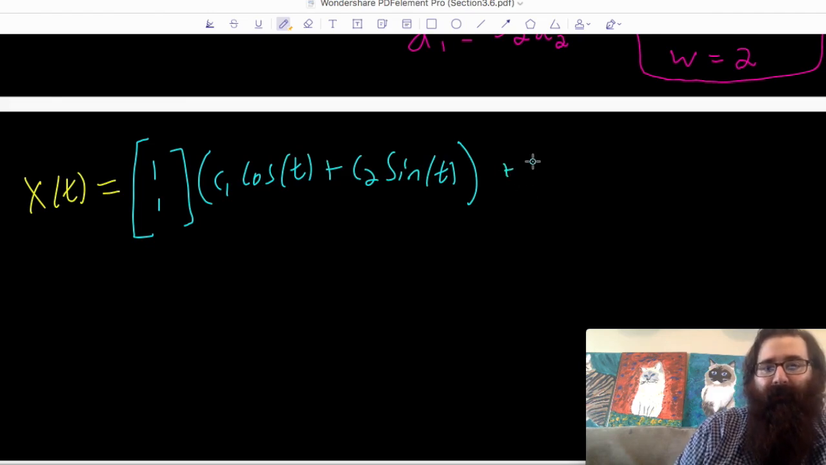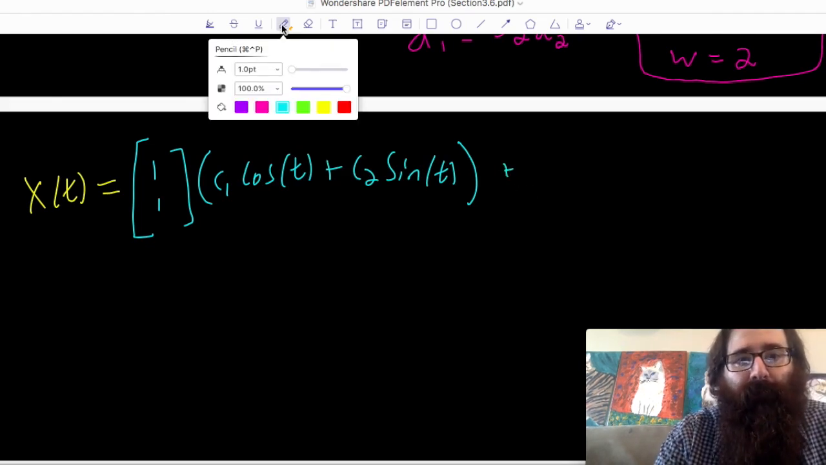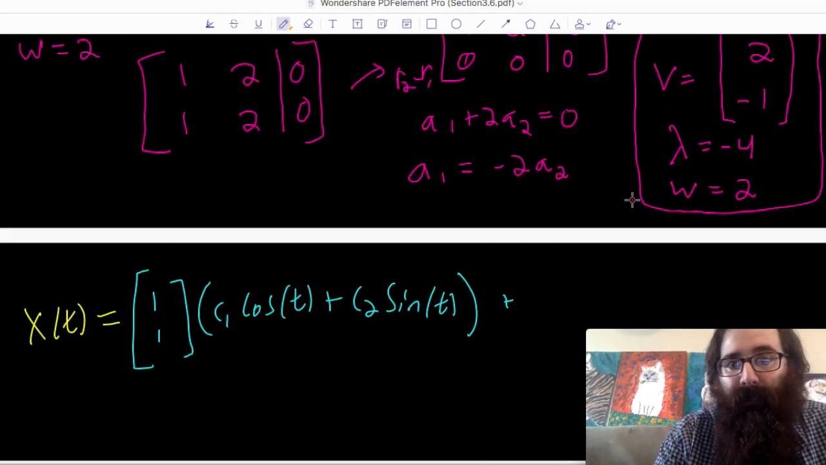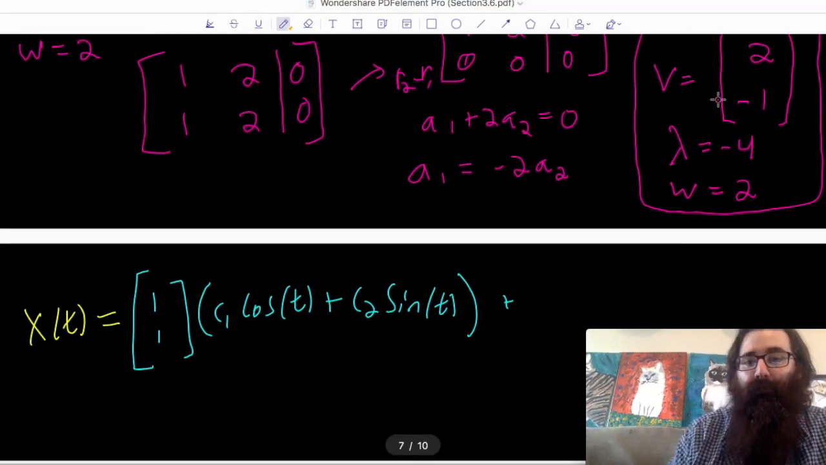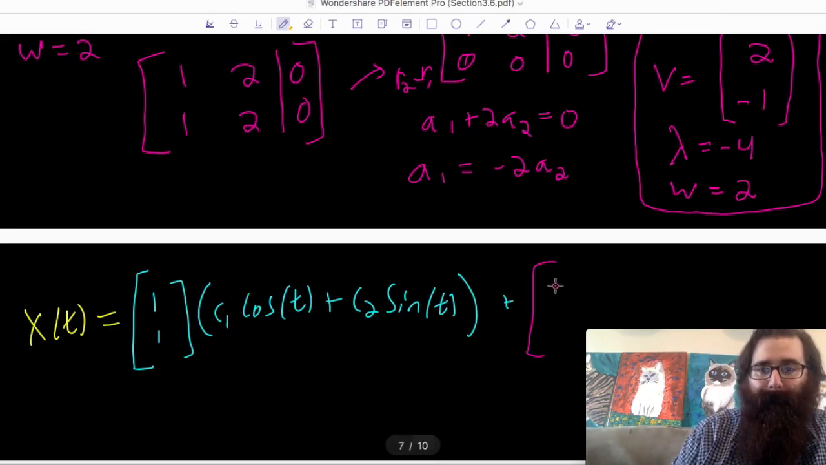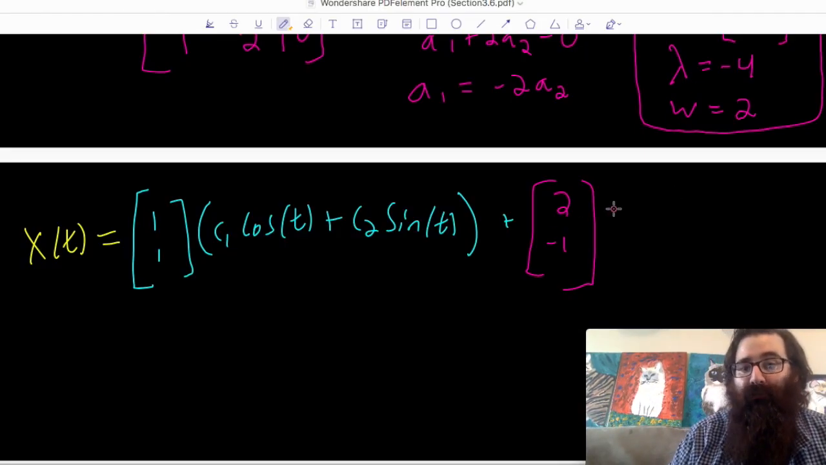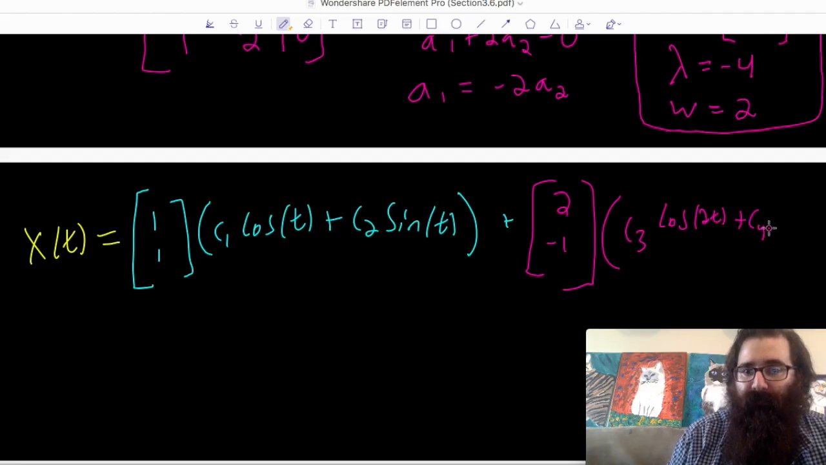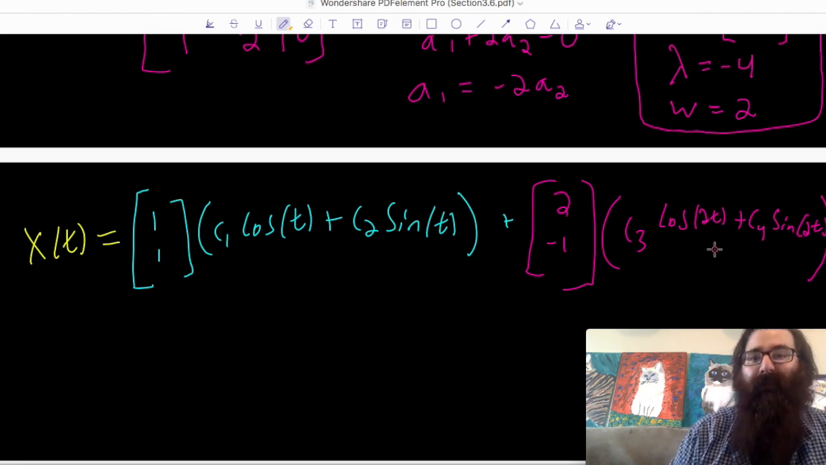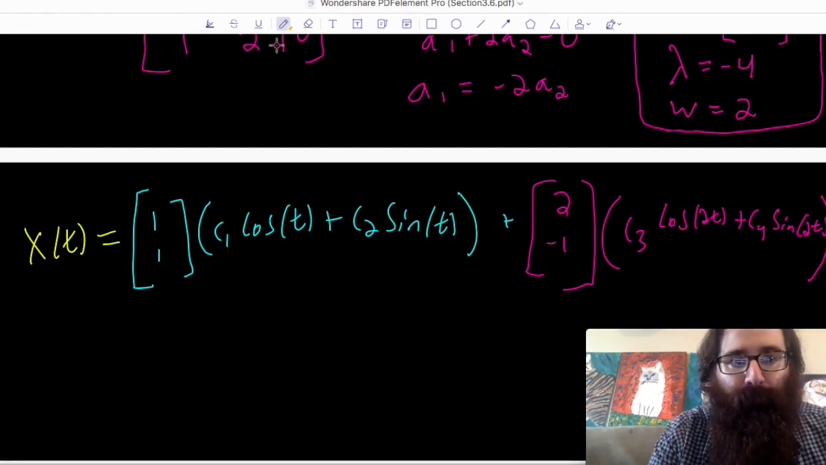And then I'm going to add to this. Now I'm ready for the other piece. I did that in the neon pink. We have this other eigenvector, 2, -1. And then for that, we had the eigenvalue -4, which corresponds to the frequency of 2. So that's going to be, in parentheses, c sub 3 cosine 2t plus c sub 4 sine of 2t. And this is my solution, building out those separate pieces.